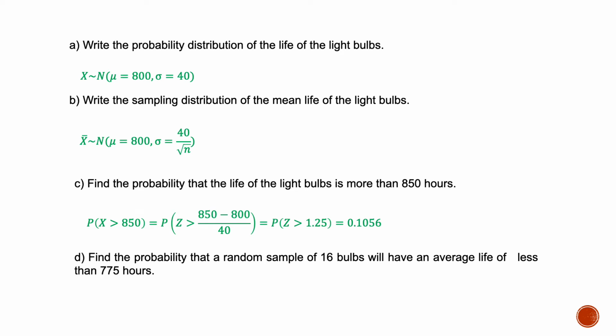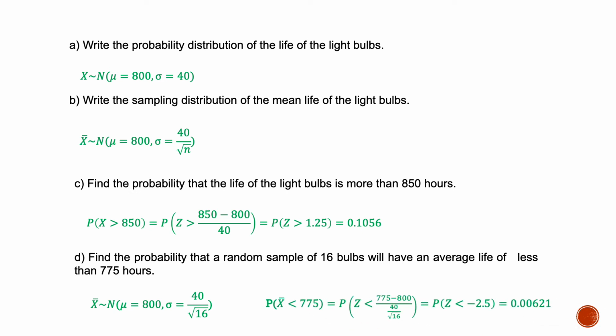Okay, but for question D, find the probability that a random sample of 16 bulbs will have an average life of less than 775. Now this question is asking you about the random sample of 16, and the probability is referring to this sample only. So that's why the sampling distribution will be written as x bar has normal distribution with mu equals 800 and sigma equals 40 over square root n. Remember, you should divide the value of sigma by the square root of n.